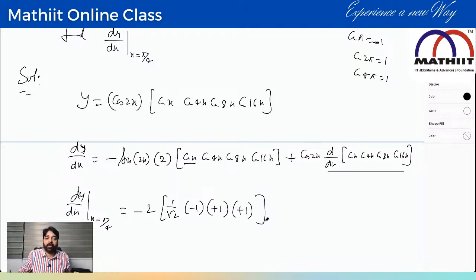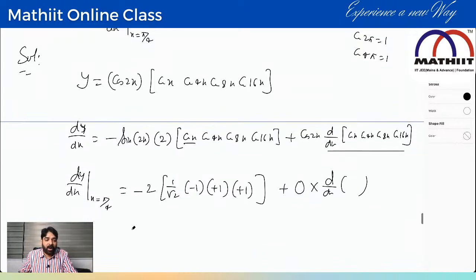I'm not teaching trigonometry here. I hope you can do that part. Plus, this is 0 into that derivative. So this part will become 0 anyhow. And minus 2 by 1 by root 2, that is minus root 2, will be the answer. Unfortunately, nobody gave the answer. Only one person gave it, but when I reached near the end.